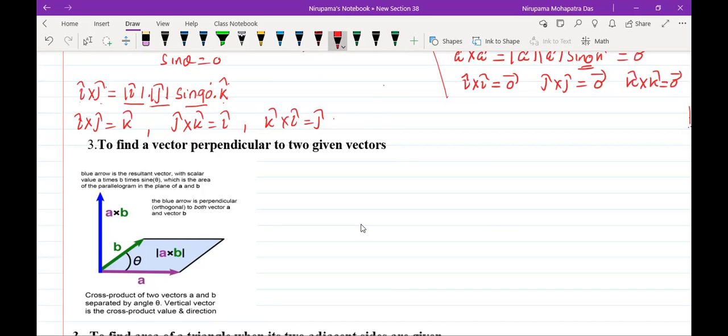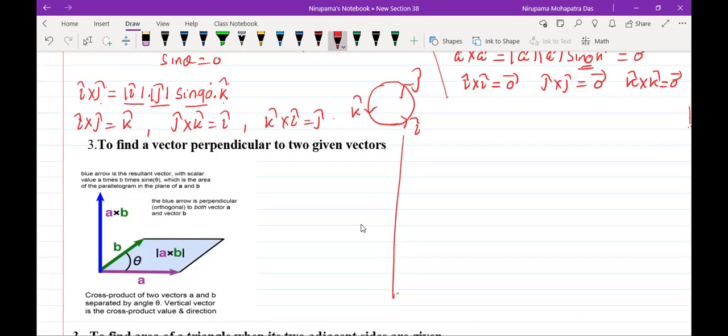So you may take it like this. These are in cyclic order. I am writing here I, J, K. So I cross J will be K, J cross K will be I, K cross I will be J. If you reverse the order, the sign will be changed, just like A cross B equals minus of B cross A.